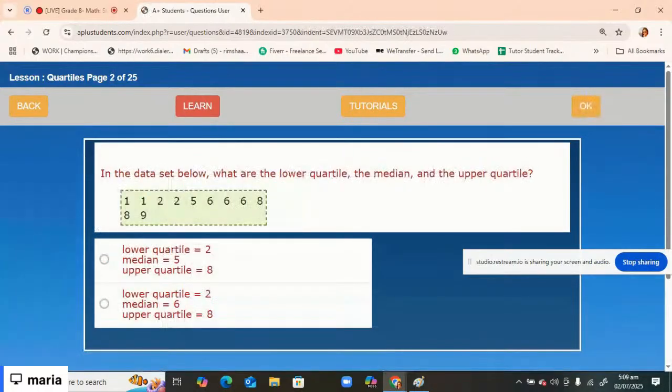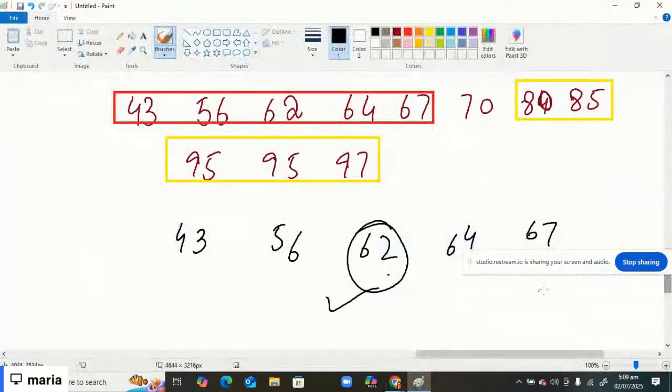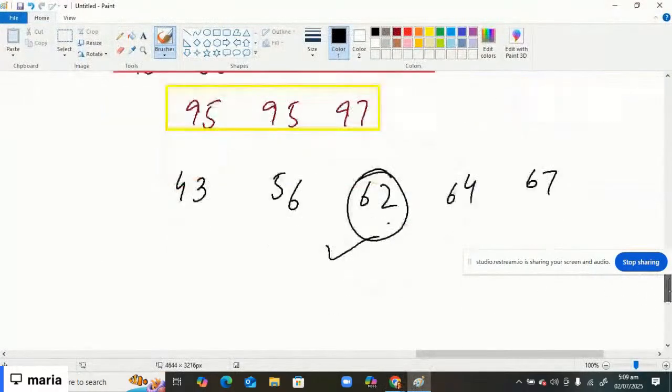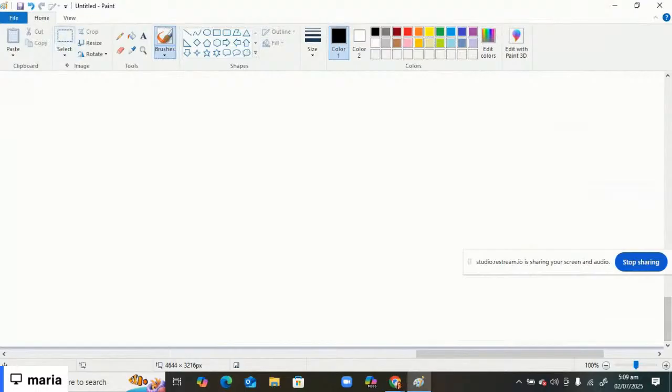Now we are going to find this. This data is given. What are the lower quartile, the median, and the upper quartile? The median is basically the middle number. The lower quartile and upper quartile we already know. Let's check. The data is given, and we write out the data first: 1, 1, 2, 2, 5, 6, 6, 6, 8, 8, 9.